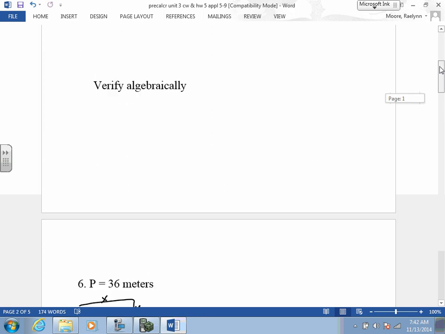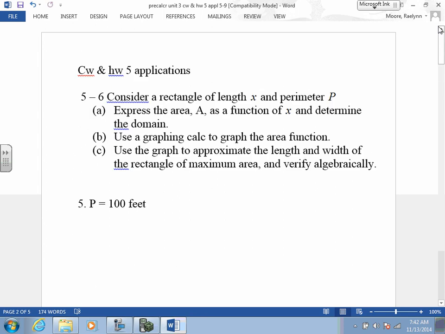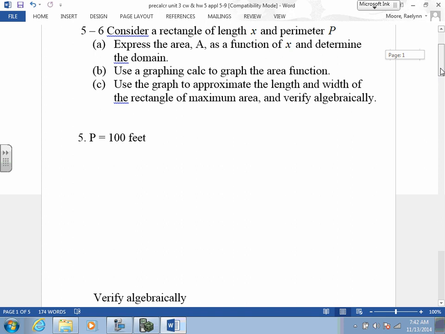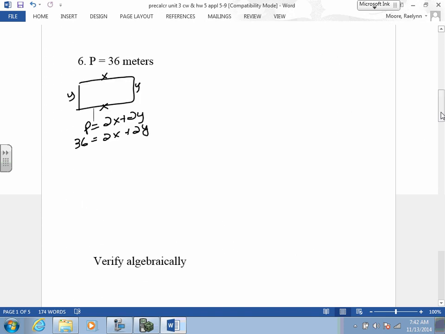Alright, let's go back up to this problem. You're maximizing your area of your rectangle. We did the same thing with number 5. And I wanted you to do the same type of setup here. So what goes in your y1, in your calculator? What's the formula for area of your rectangle? xy. Now, what's the problem with that y?